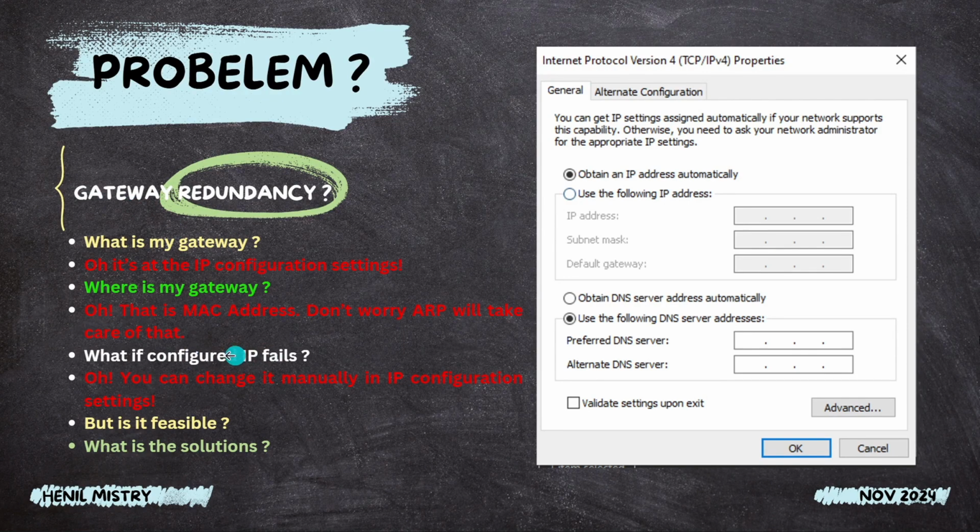I should have written configured interface here to be specific. Let's say the configured interface fails, so there is a situation where you will not be able to contact your gateway. So what is the solution?